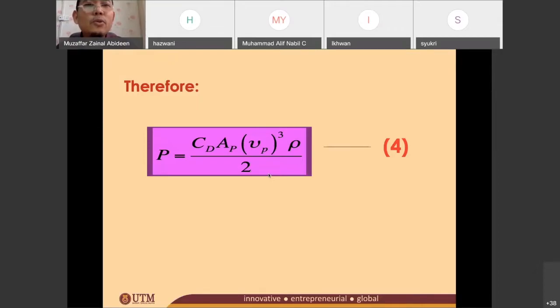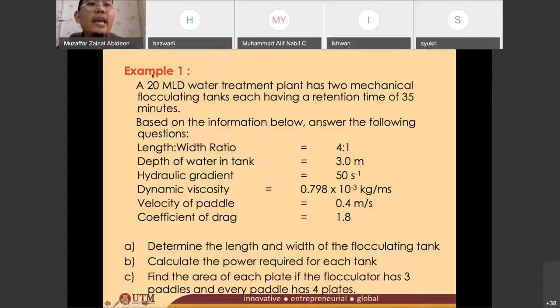I would like to go to the last part of our lecture today, okay? The example one. So let us read the questions and try to solve the example.